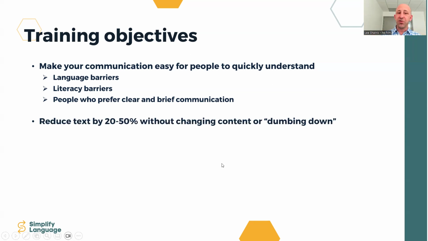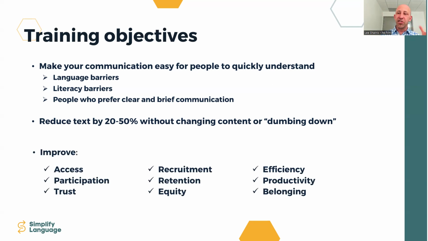I'll teach skills to reduce text by 20 to 50% without changing anything important and without dumbing down. So there's lots of little skills that can get you to 5%, 20%, 30%, 40%. Just a lot of little things add up. And we'll talk about how simplifying can impact all of these things. We really focus on trust, right? Because when people understand you, they trust you more. When they don't understand you, they trust you less.